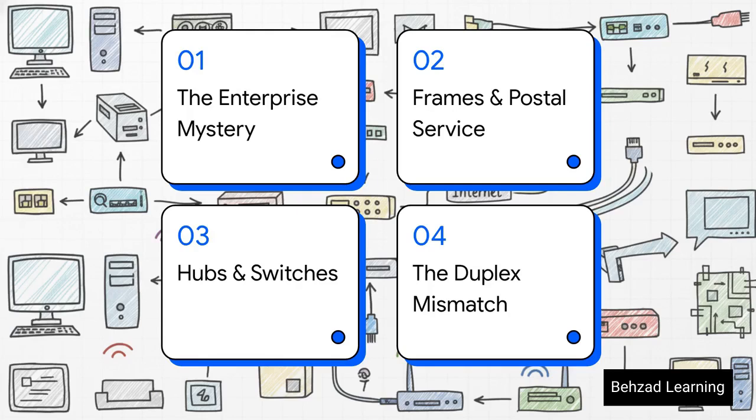Okay, here is our roadmap for today. It's straightforward, but super powerful. First up, the enterprise mystery. Then, we'll look at frames and the postal service. After that, we'll cover hubs, switches, and collisions. And finally, we'll wrap up by solving the duplex mismatch.